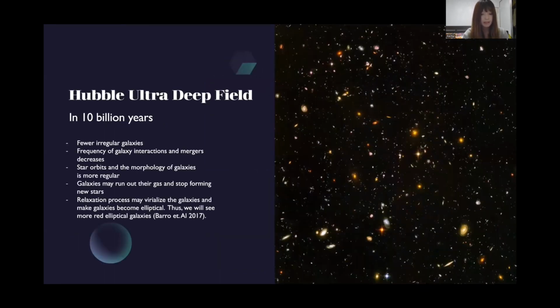At 10 billion years, there are fewer irregular galaxies in the Hubble Ultra Deep Field. Because the universe keeps expanding, its density decreases. The frequency of galaxy interactions and mergers decreases. The star orbits become more regular. The morphology of galaxies is more regular. Some galaxies may run out of gas and stop forming new stars. The relaxation process may virialize the galaxies and make them become elliptical. Thus, we can see more red elliptical galaxies.